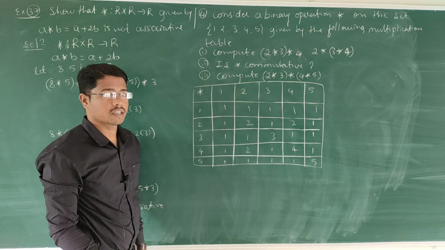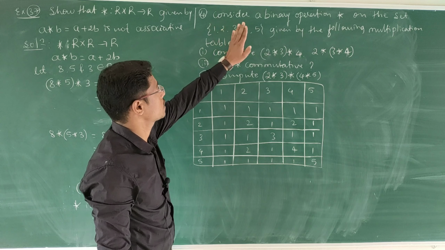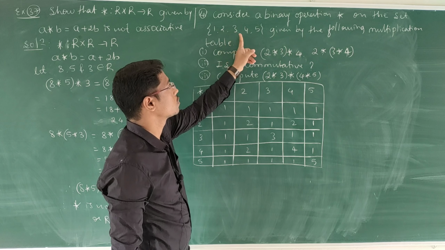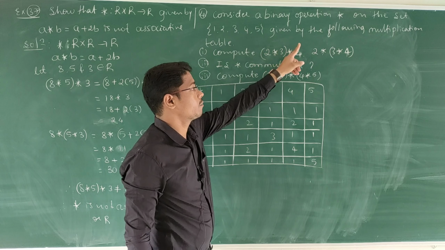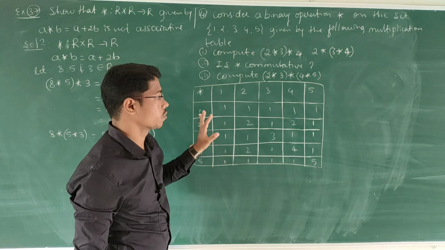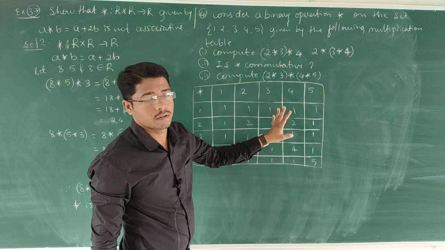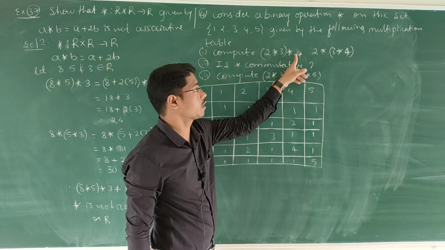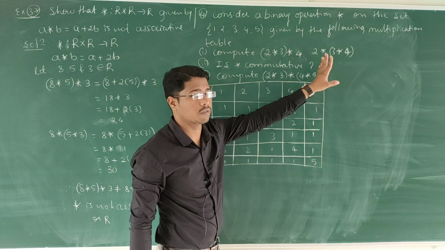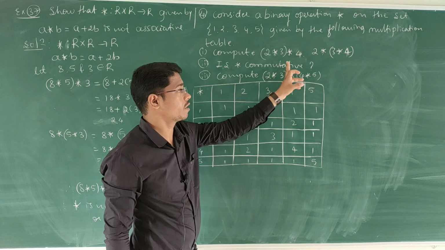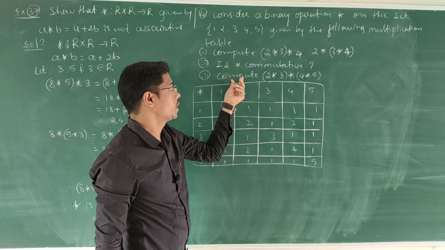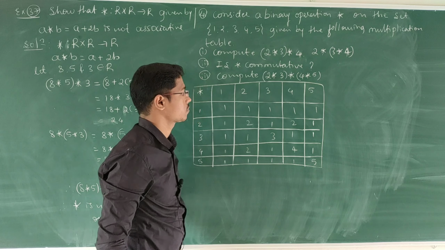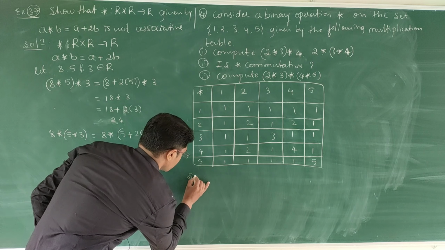See the next question, question number 4 from the exercise. Consider a binary operation star on the set {1, 2, 3, 4, 5} given by the following multiplication table. The binary operation table is already given, and we have to compute (2 star 3) star 4 and 2 star (3 star 4). Is star commutative? I have to check. Then compute (2 star 3) star (4 star 5). See the solution.